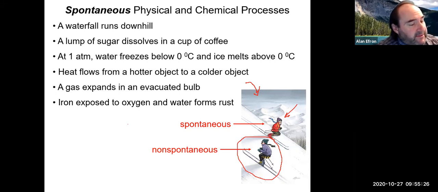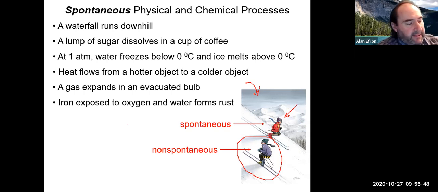When we talk about how fast or slow a reaction occurs, that's what we talked about at the very beginning of the semester with kinetics. So kinetics deals with how fast or slow a reaction occurs. Thermodynamics, which is what we're dealing with in this chapter, talks about whether or not a reaction will actually take place. And that's what we mean when we say something is spontaneous.